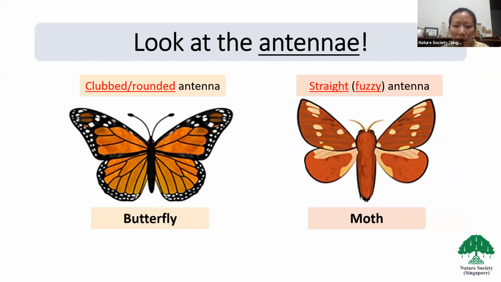Amy, do you have any further tips on how to tell apart the butterfly and the moth? Amy? Oh, Amy is muted. Amy, can you unmute yourself?